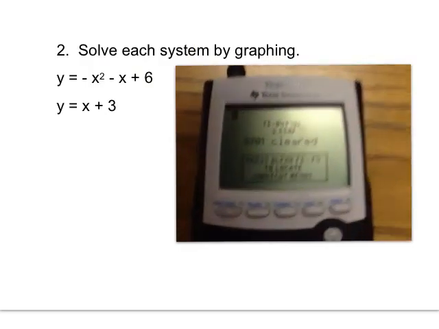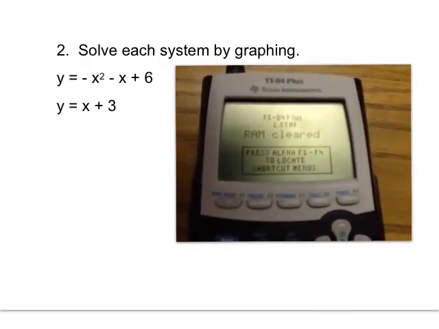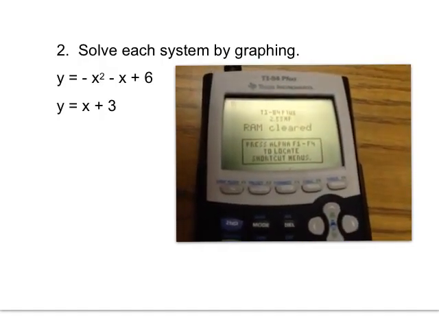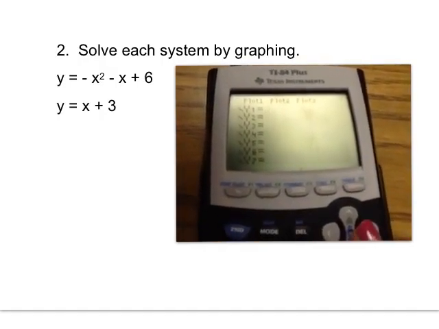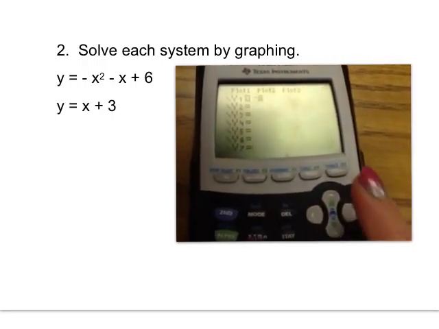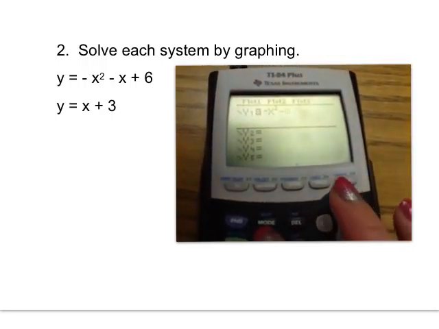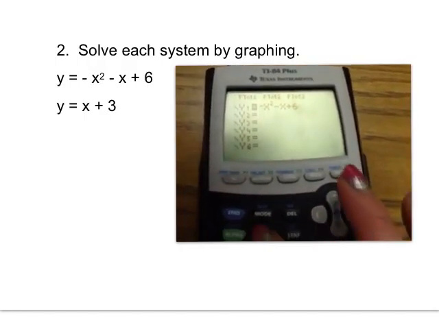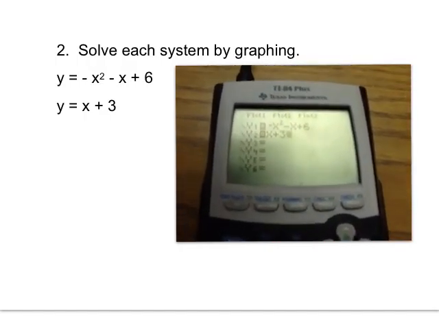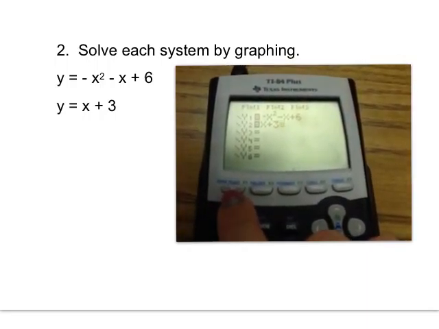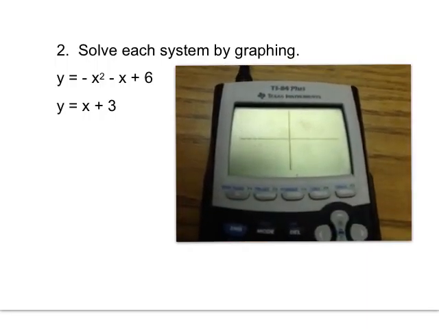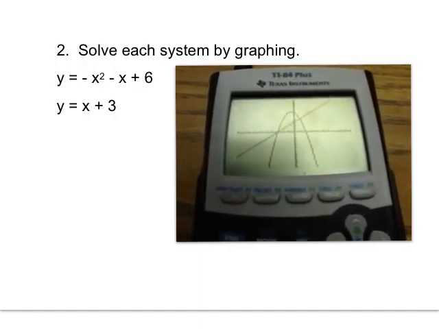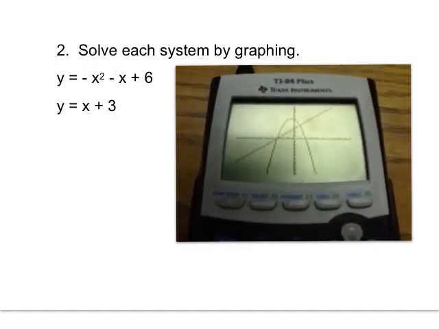So for my second example, I'm just going to graph the system on the calculator and find the solution. So I've cleared the RAM. And I'm going to go to my y equals button, and I'm going to type in these 2 functions, -x² minus x plus 6, and the second one is x plus 3. So we type each of those in the y equals screen. Next, let's take a look at the graph. There's my parabola, and there's my line. I can view the intersections very easily here.